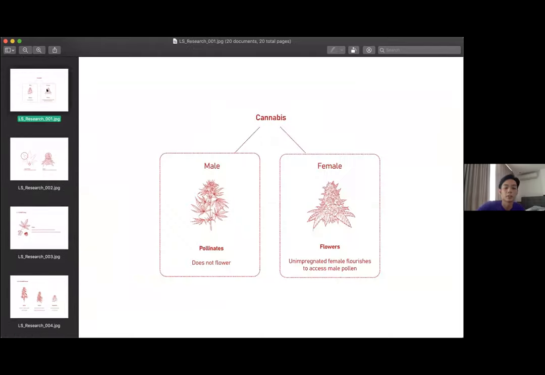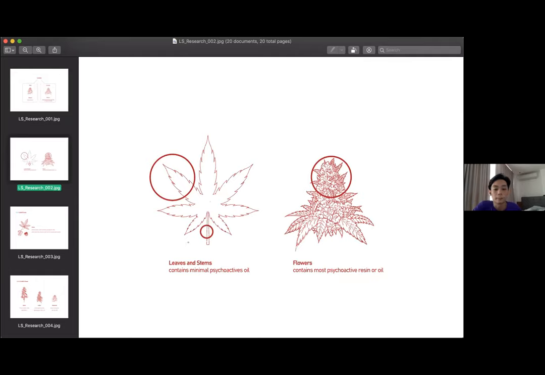And in the research, cannabis has two types, male and female. The male pollinates and the female flowers. So why is this important? It's because the flowers are the main source of resin and oil that we're going to use later on. And the leaves contain small amounts, since the flowers have the most psychoactive resin and oil.